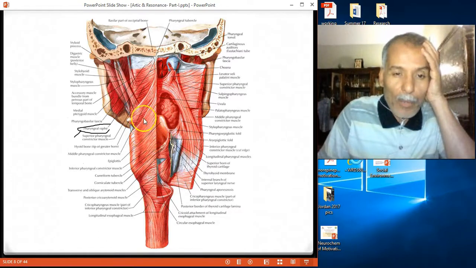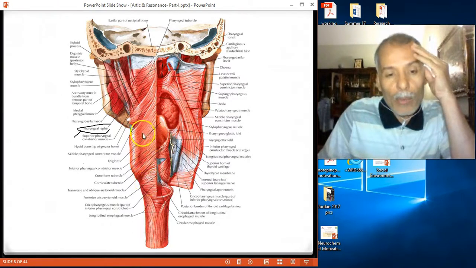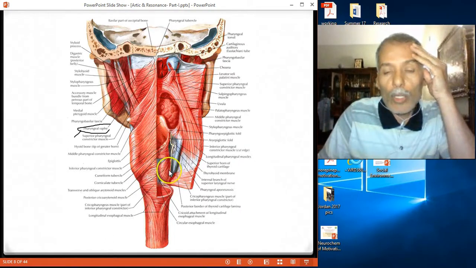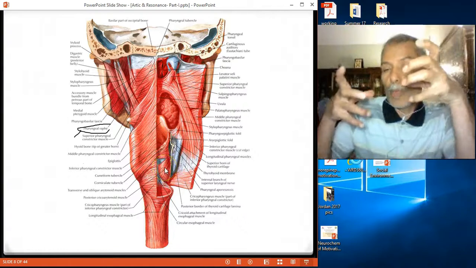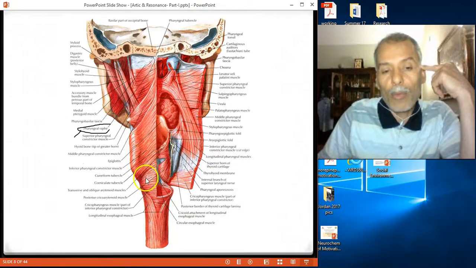So now we have the superior pharyngeal constrictor, the medial and the inferior. And then the inferior has two segments, one big segment here and one smaller segment here. The lower segment is called the cricopharyngeus, where this muscle originates on the cricoid cartilage, the base of the larynx. On the sides of the cricoid cartilage, that muscle originates.